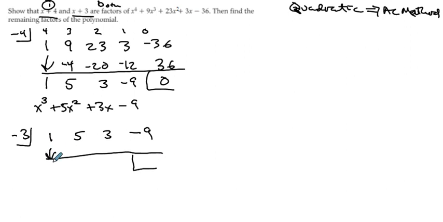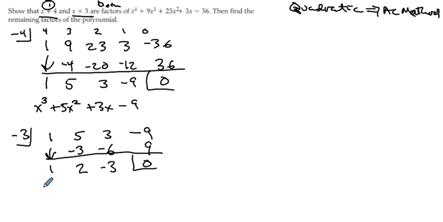Let's bring this thing down and let's get cooking. -3 times 1 is -3. We're going to add. You get 2. -3 times 2 gives you -6. You add these 2 together, you get -3. And then lo and behold, negative times negative is positive, and 3 times 3 is 9. And we get that number we're looking for.